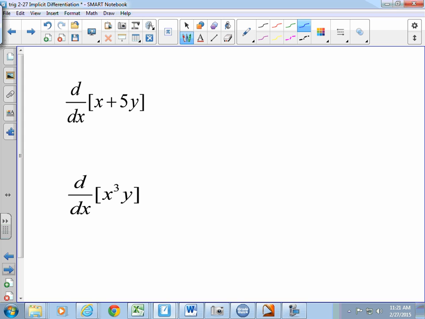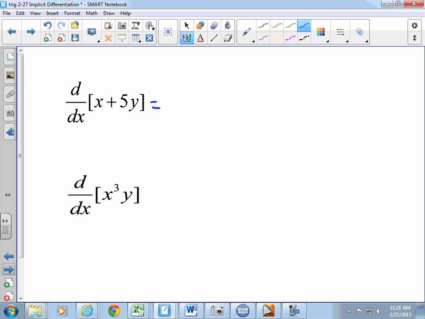Okay, so I want to do the derivative of x plus 5y. Remember, the whole game is to keep in mind that y has more to it. I don't know what y is. I'm not going to teach you what y is. But I know it has more to it. It's not just a y. It's some function of x, like it always is.